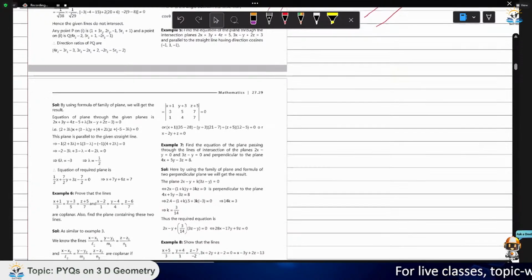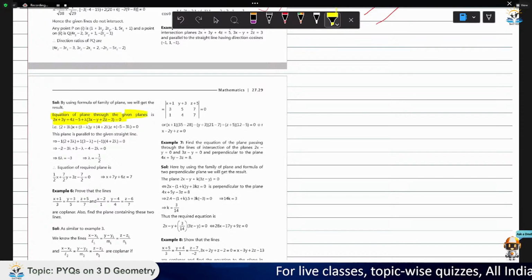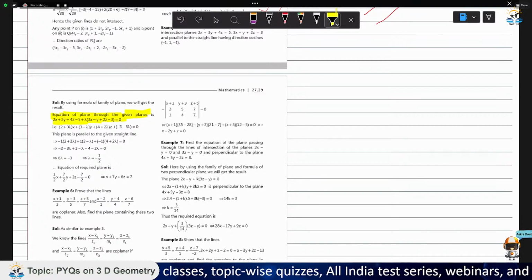You must have read the solution. Sorry for that. You must have read the question, and now move into the solution. This is one thing that we know: what the equation of the family of planes passing through the intersection of two planes looks like. This is what it looks like.